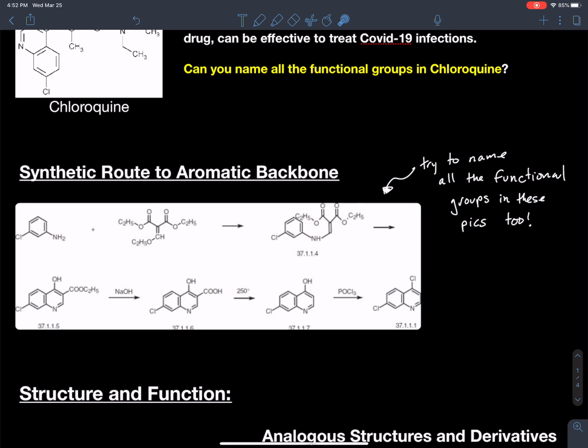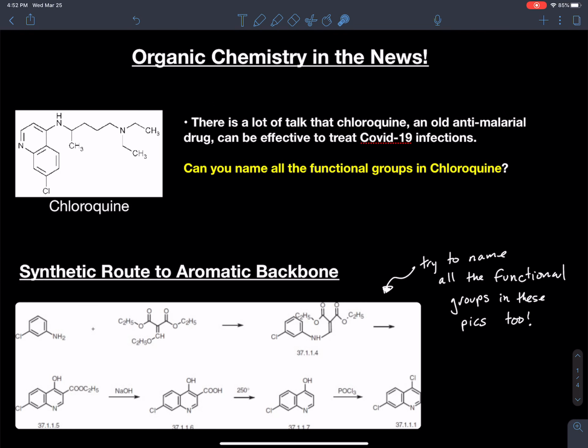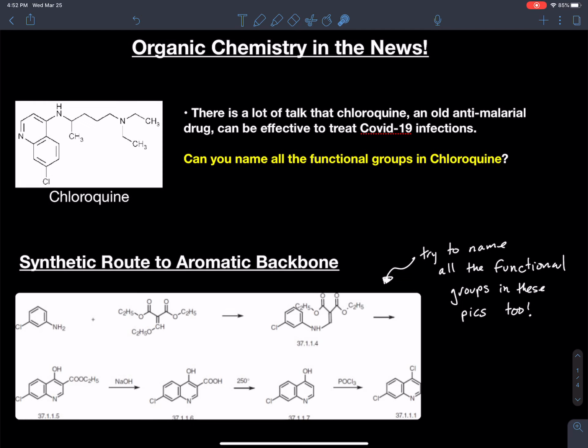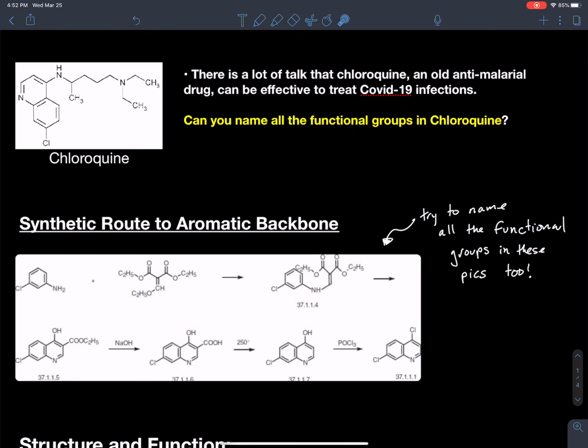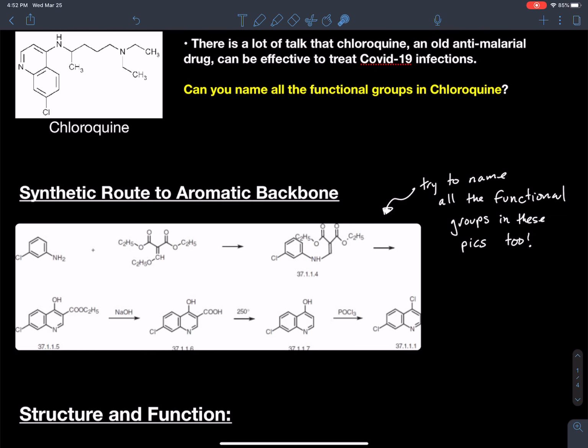But essentially, what organic chemists do now, normally chloroquine, or quinine you'd get from a plant extract, plants that grow in Ghana. And then that's expensive to grow plants and extract those chemicals. So we had to find ways to synthesize these from scratch. Okay, so here's a commercially available chemical that you can get. Okay, it's an aniline derivative. 3-chloroaniline is what it's called.